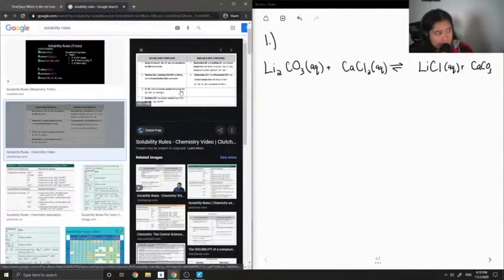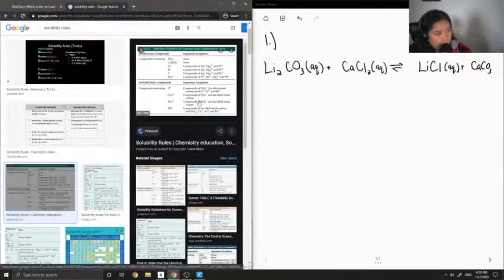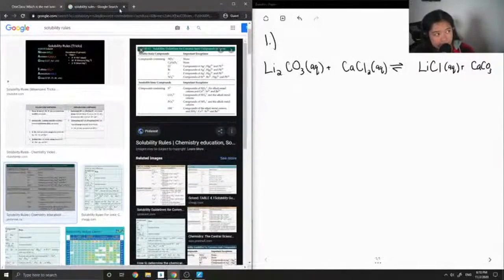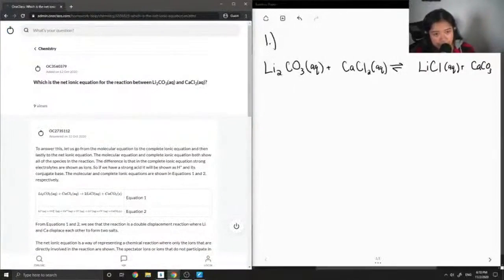Basically, when you have calcium with a carbonate, I don't know if you can read that, compounds that contain carbonate are insoluble except when they're bonded with NH4+ and the alkali metal cations. Since calcium is not an alkali metal, this compound is insoluble. So it won't be aqueous, it will be solid, and it will be the precipitate in the reaction.